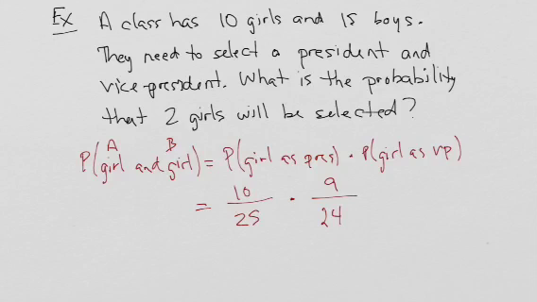All right, and again, I'm going to go ahead and use my calculator to do some of this work. That 10 times 9 is easy, and 25 times 24 for my denominator. And then again, my final answer, I'm going to go ahead and just divide those numbers, and I got 0.25. So there's my answer to that one. There's a 25% chance that I pick 2 girls.